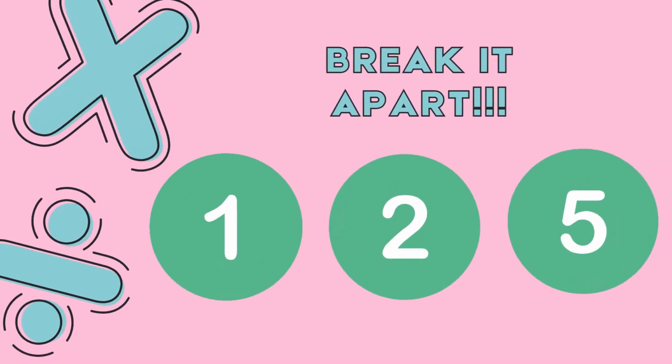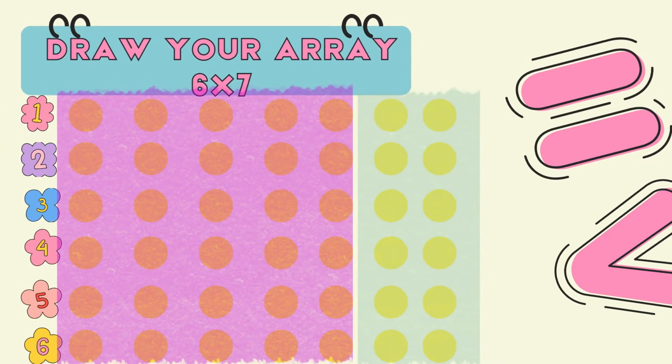Now, when we break this big, massive number apart, we're going to break it into groups of ones, twos, and fives because these are the multiplication tables and facts that we know. So let's go back and break it apart. Because it's a big group, we're going to break row 1 through 6 into fives. And then the other group, which is in the green, will have 2.